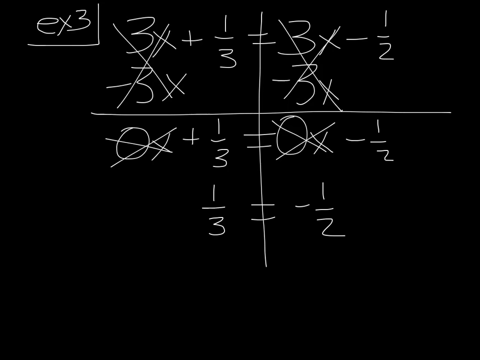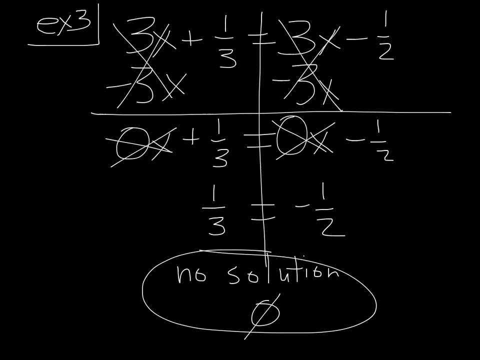I know this probably looks weird, but anytime you solve an equation and the variables are gone, that means no solution. Another way to write that is, no solution. So 1/3 obviously does not equal negative 1/2. So it's no solution. The next one, example 4, has all solutions. So when you get to the bottom, one side does equal the other side. Let's look at that one.